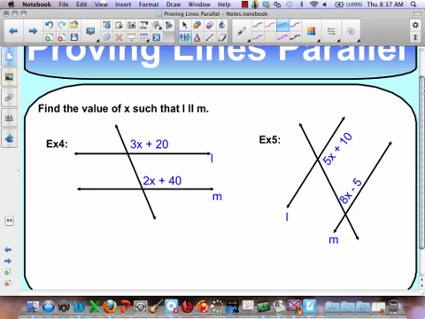What type of angles do we have there on example 4? Corresponding. Corresponding. What do we know about corresponding angles? They're congruent. Therefore, 3x plus 20 is equal to 2x plus 40. X is 20. Now we're done.